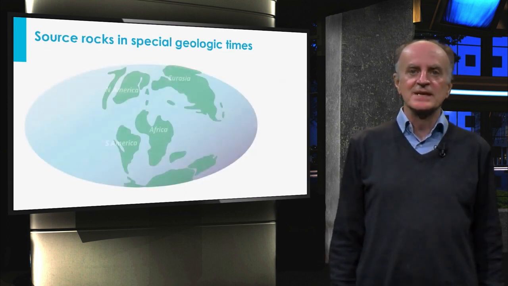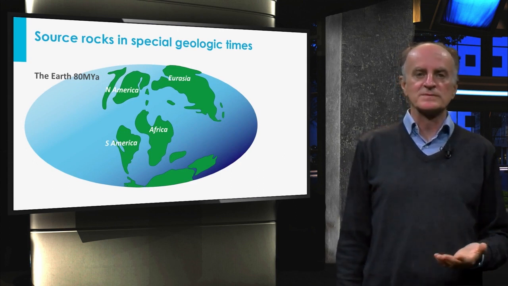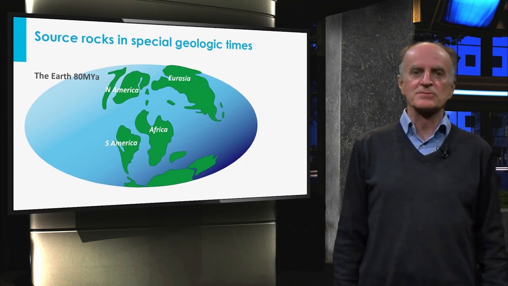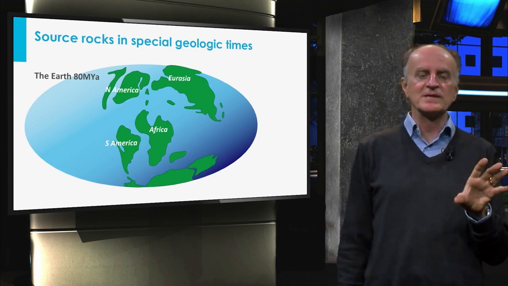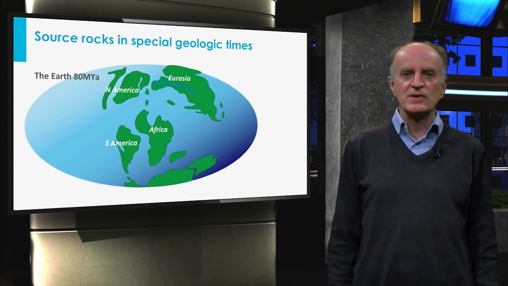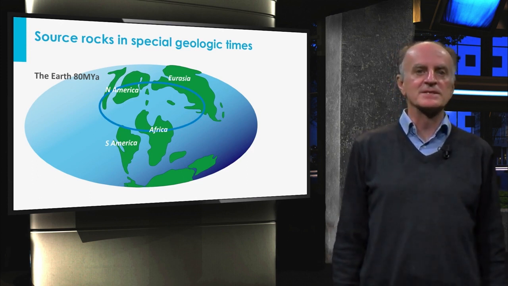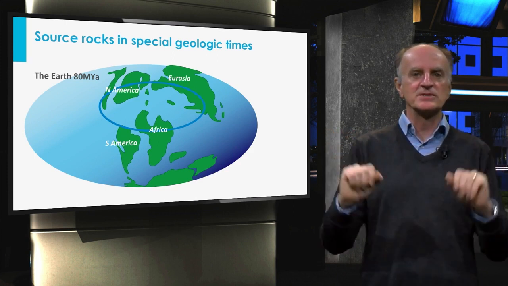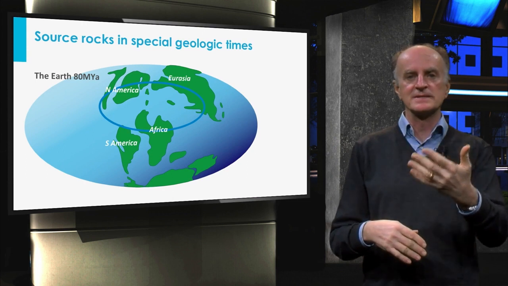In previous slides, we have seen that organic matter can only be preserved in basin floors with anoxic conditions, and that anoxic conditions are destroyed by strong currents. These conditions were particularly well developed in some periods during the history of the Earth. If we look at the Earth during the Cretaceous, that is around 80 million years ago, we see a large ocean elongated in east-west direction, bounded to the north and the south by continental masses.